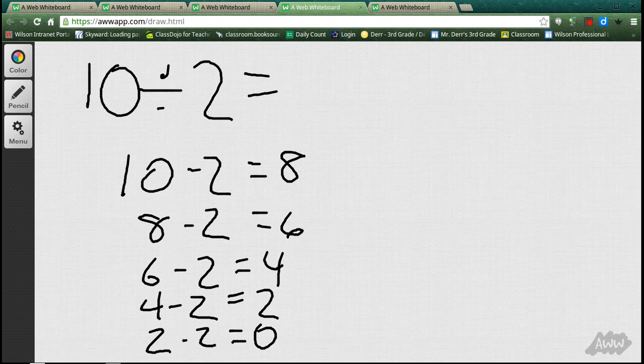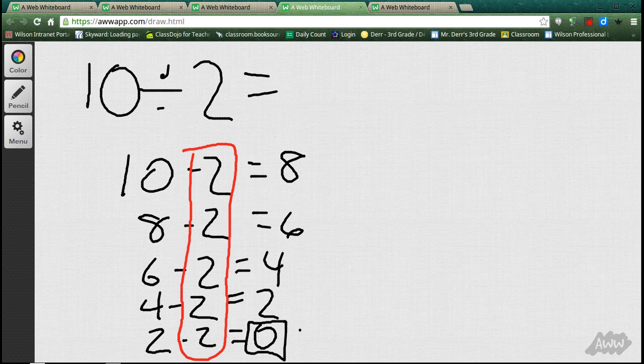And we stop. We're all done when we get to that 0. And we take a look and we say, how many times did you subtract by 2? So 10 divided by 2, for repeated subtraction, we get 5. 10 divided by 2 equals 5.